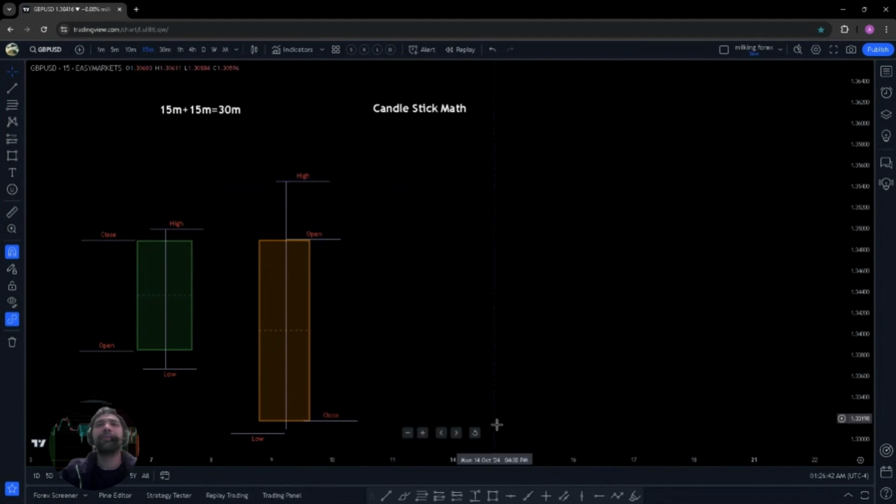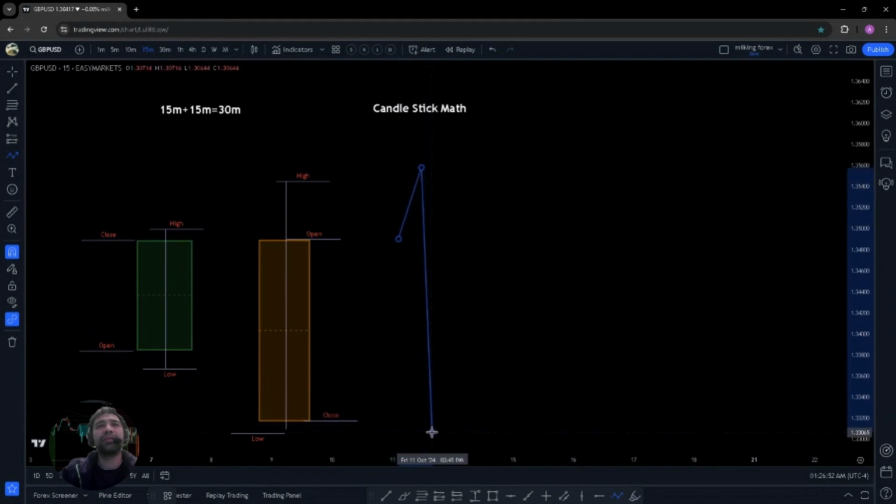Make sense, right? Let's make a line graph for it for your better understanding. This is the opening, this is the high, this is the low point, and this is the close. This is the kind of price action that has formed: this is the open, this is the high, this is the low, and this is the close of the price.